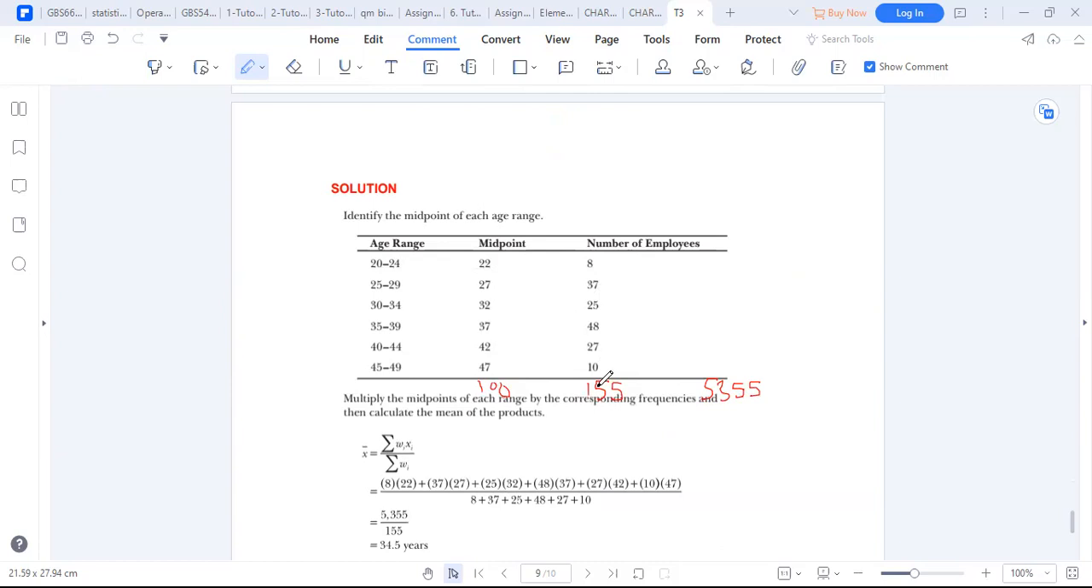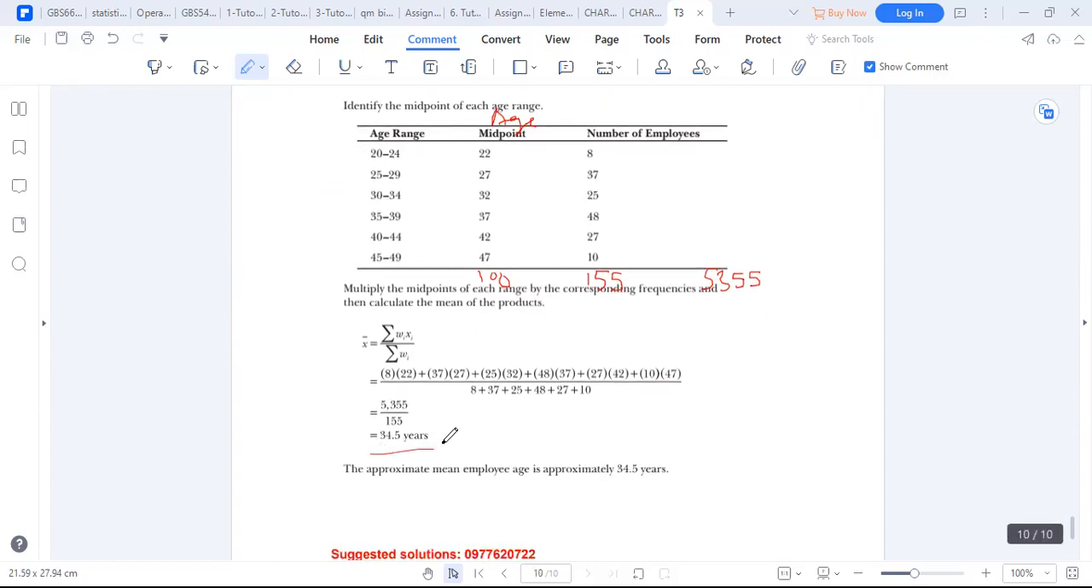They're asking us for the mean age. So this is the age here. We don't use the total for the age, we use the total for the other part. So 5355 divided by 155. So the mean age would be what? 34.5 years. That is our approximate age.